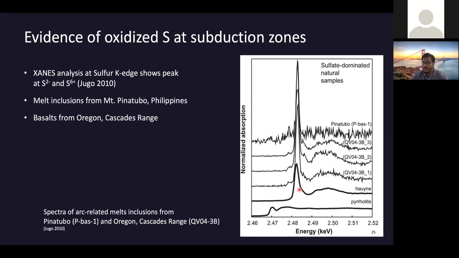This difference in peak position is a vital tool to differentiate between sulfide and sulfate in various different planetary-scale samples. People have tried to look into melt inclusions from Mount Pinatubo, Philippines, and basalts from Oregon, and they have seen that it coincides with the peak of sulfate, indicating that oxidized sulfur might indeed be present at subduction zones.